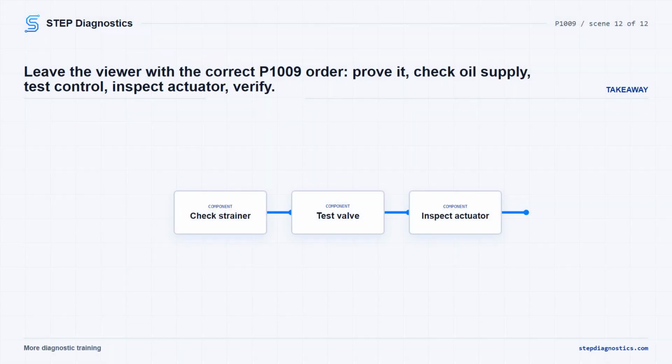The clean way through P1009 is to prove the code first, then work through oil supply, solenoid control, actuator condition, and oil passages in order before final verification.